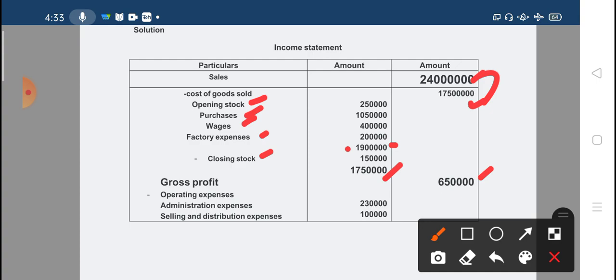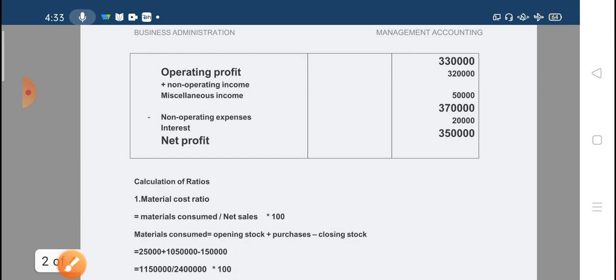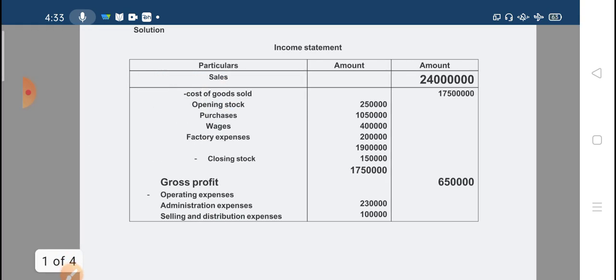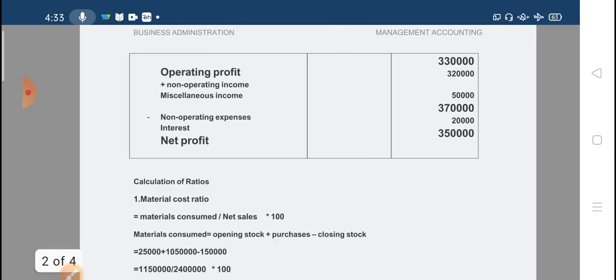Now less operating expenses, administration expenses 2,30,000, selling and distribution expenses 1 lakh. So total operating expenses are 3,30,000. If we deduct that from 6,50,000, operating profit will be 3,20,000.